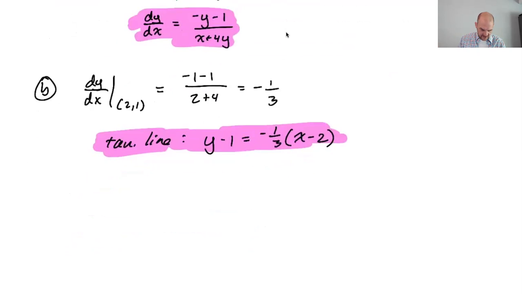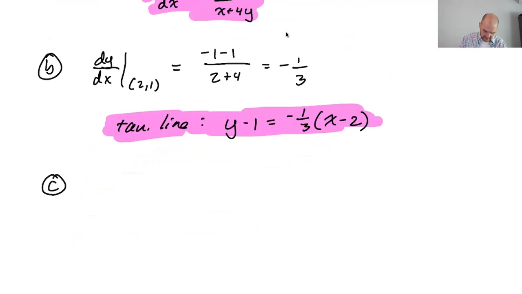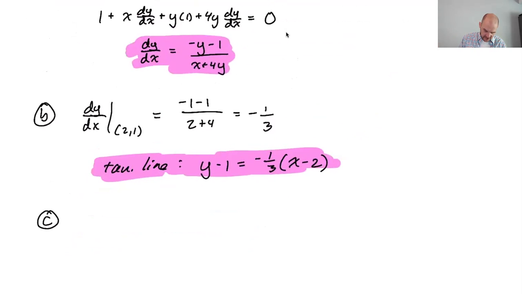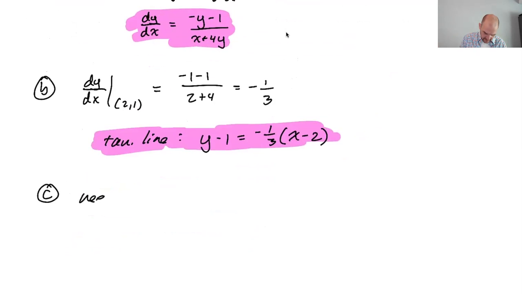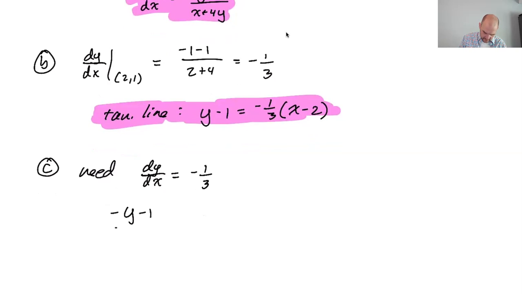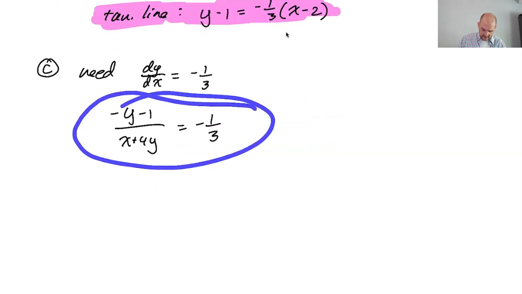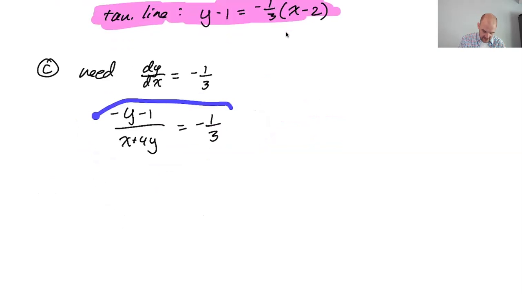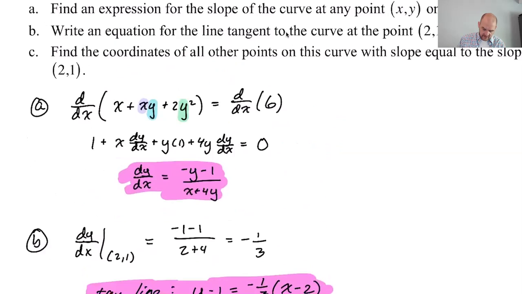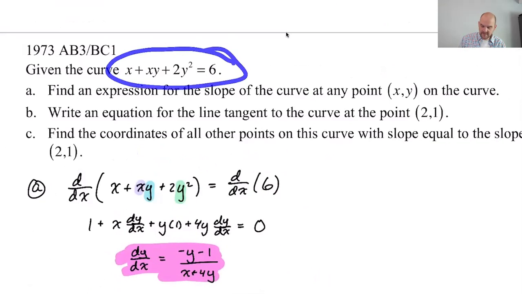So I think the slope at (2, 1) was equal to negative 1/3. And we need dy/dx to equal negative 1/3. I think dy/dx was negative y minus 1 over x plus 4y, and that has to equal negative 1/3. Okay, so my plan here is to find a relationship between x and y that makes this true. Then I'm going to go up to the original equation and substitute it in and see if I can solve. And I hope that works.